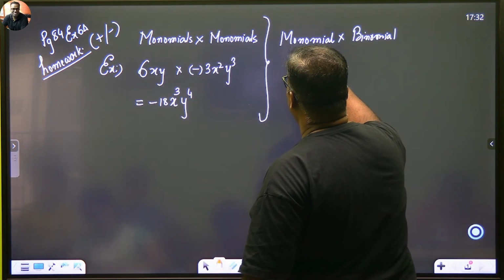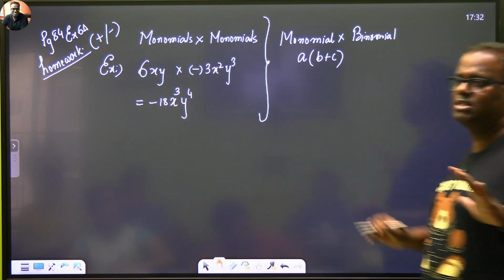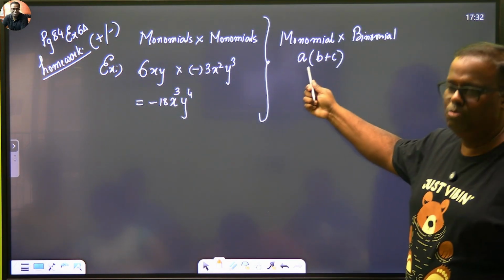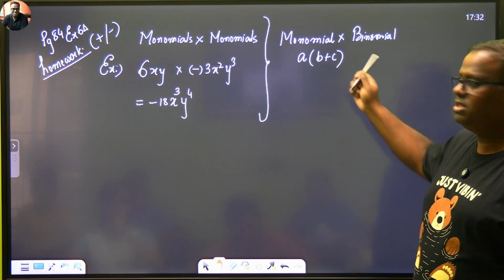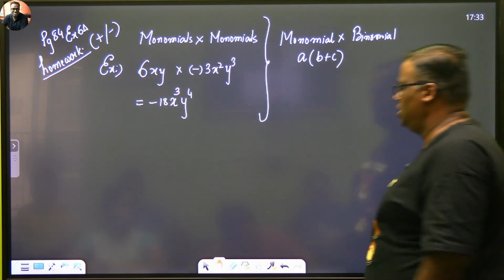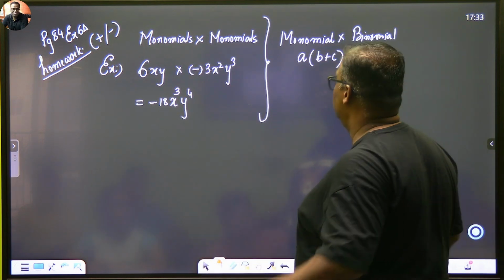Let's say A is being multiplied with B plus C. I have not put any sort of x. I have not put any sort of coefficient. I just assume A is a monomial, B plus C is a binomial. So we apply the distributive law. Understand it as if this is the game of kabaddi. So it's a game of kabaddi.